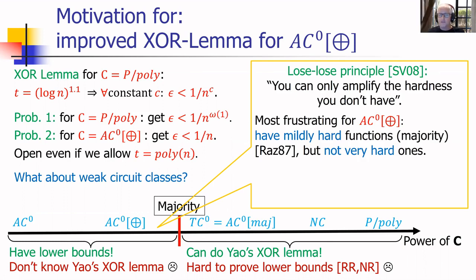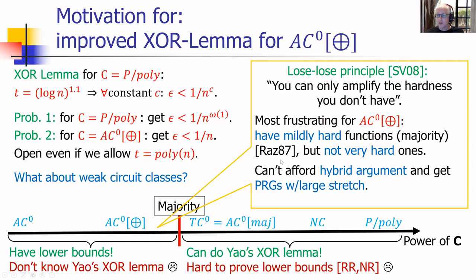And this is especially frustrating for the class AC0 with parity gates, where we do have mildly hard functions like majority by the lower bounds of Razborov, but we don't have very hard ones. And this is a reason why we don't get very good pseudo-random generators. Pseudo-random generators for AC0 with parity gates have pathetic stretch because we don't know how to get very hard functions so that we can afford the hybrid argument. So this is a barrier that prevents us from constructing pseudo-random generators with large stretch.